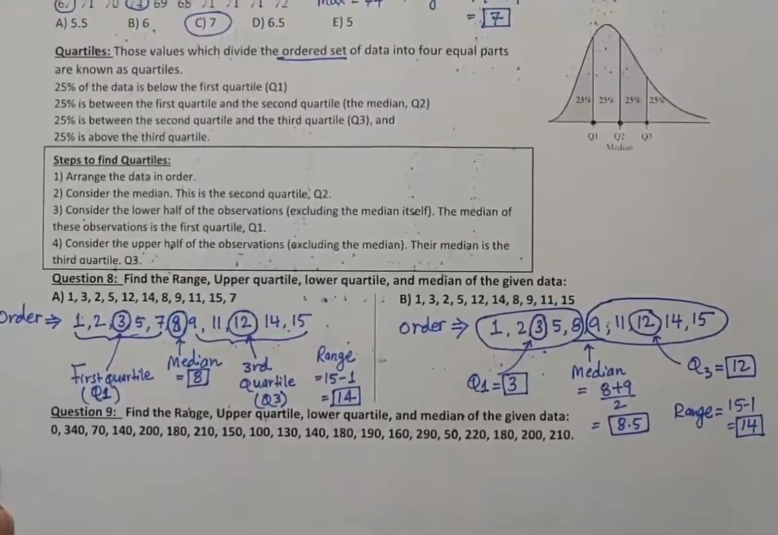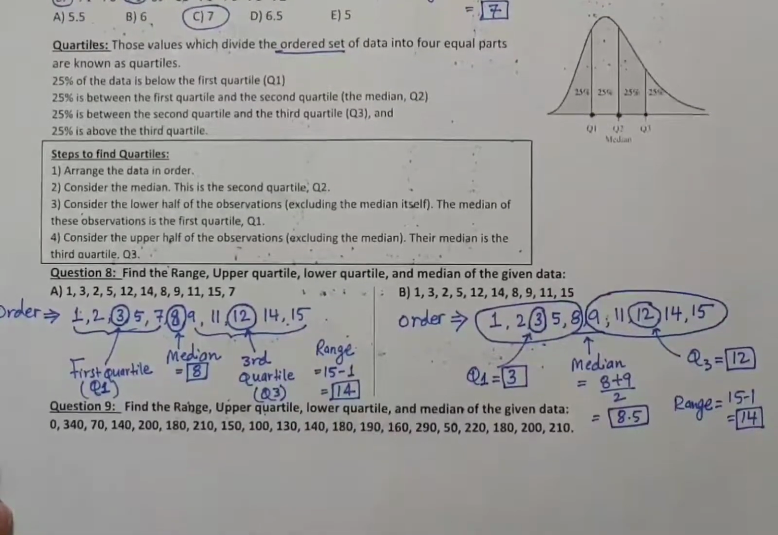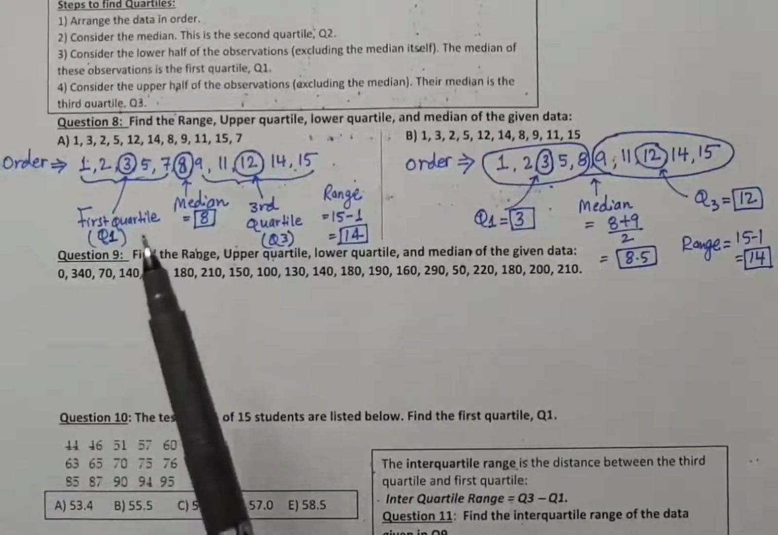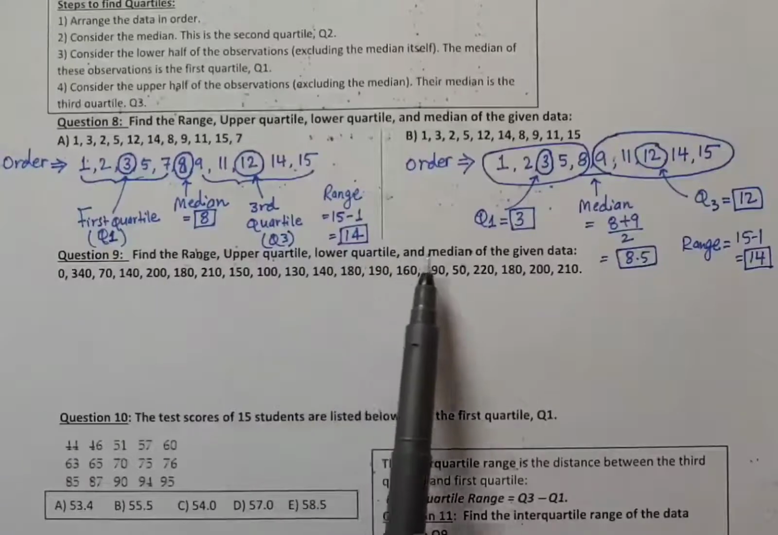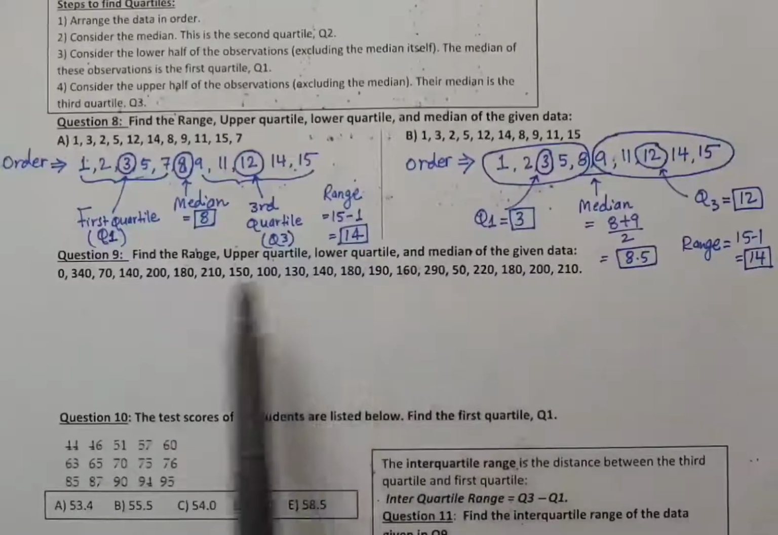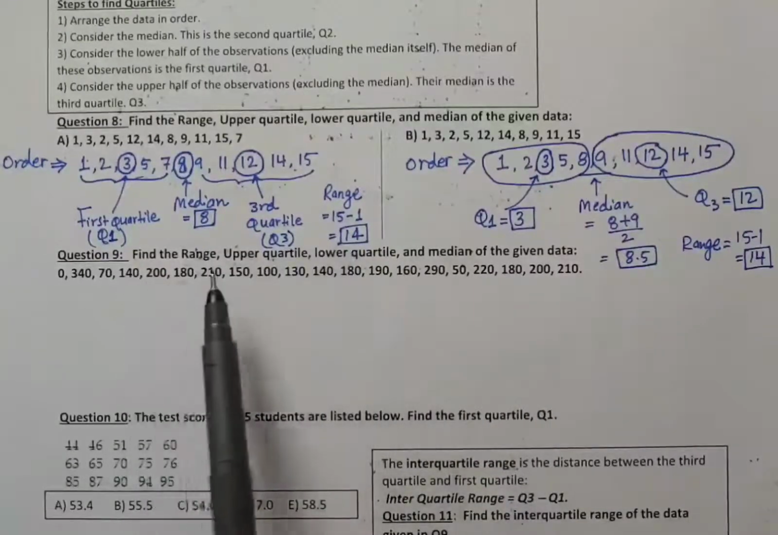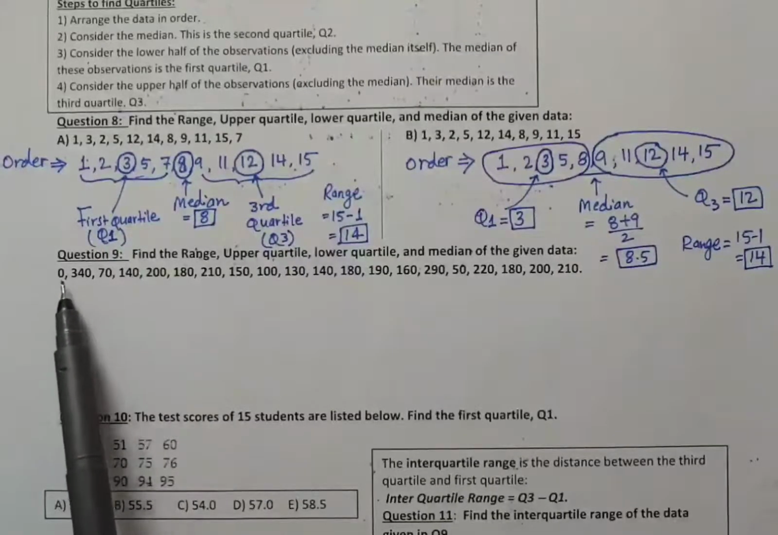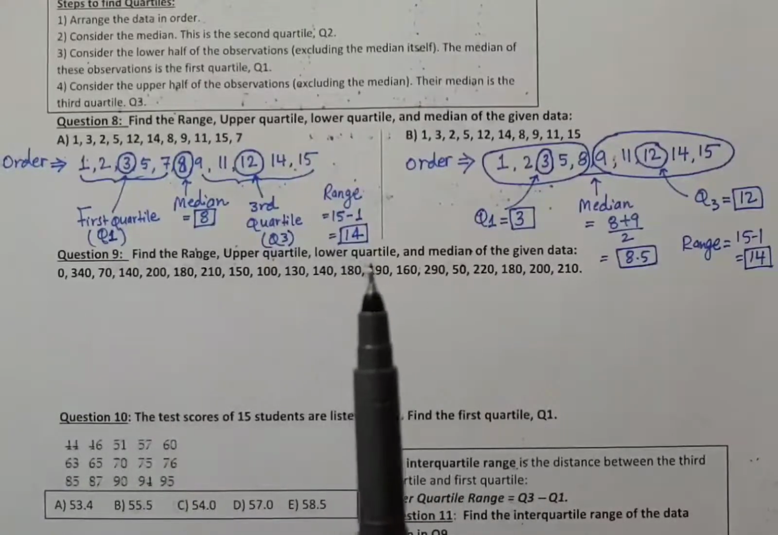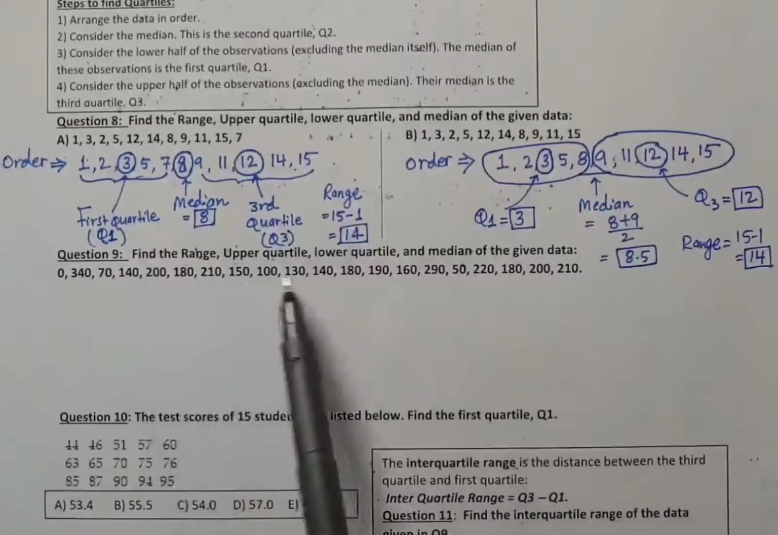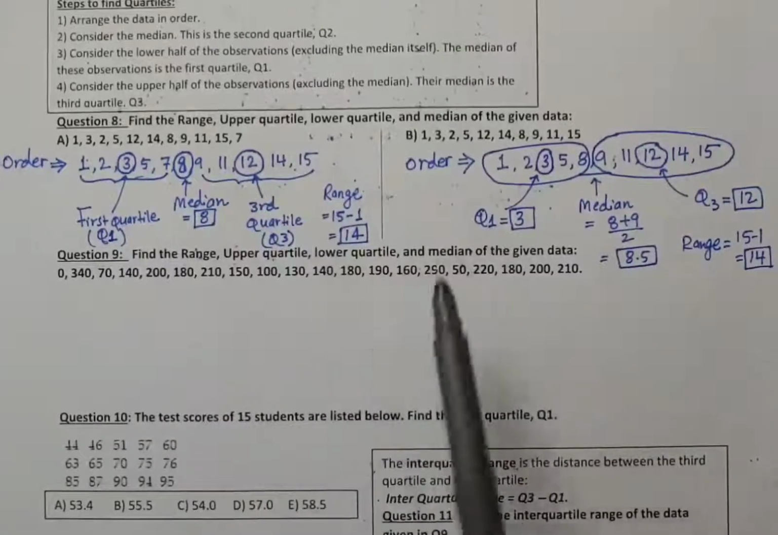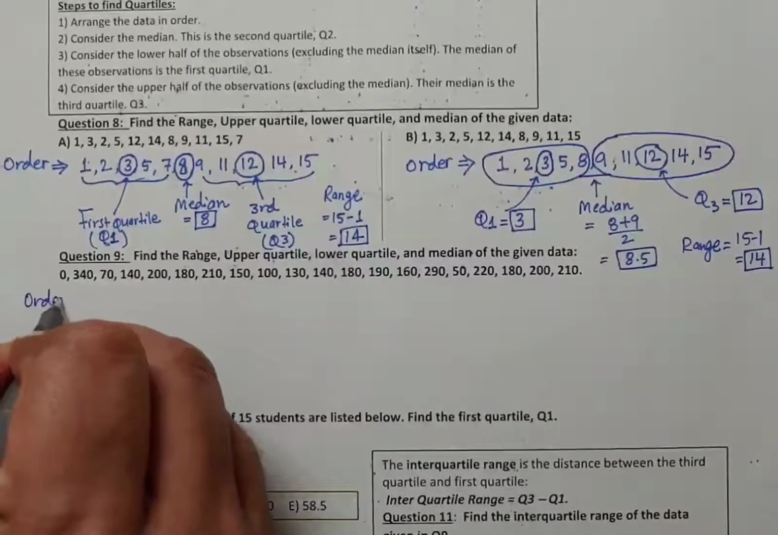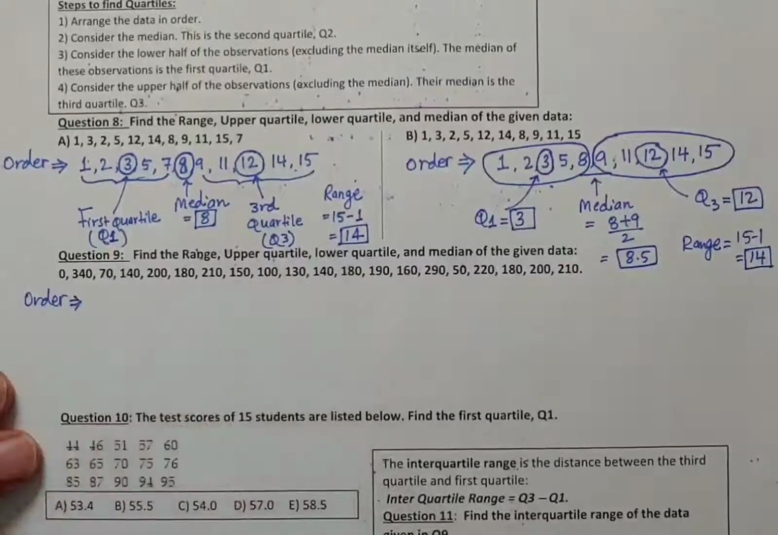Okay, now we do this question and see what types of data we have here. This is again the range and upper quartile, lower quartile, and median of the data. Range is easy: 340 is the largest number and 0 is the smallest number, so the range is 340. That's not a big thing. The thing is, we need to put them in order and then choose. So let's first put these numbers in order.